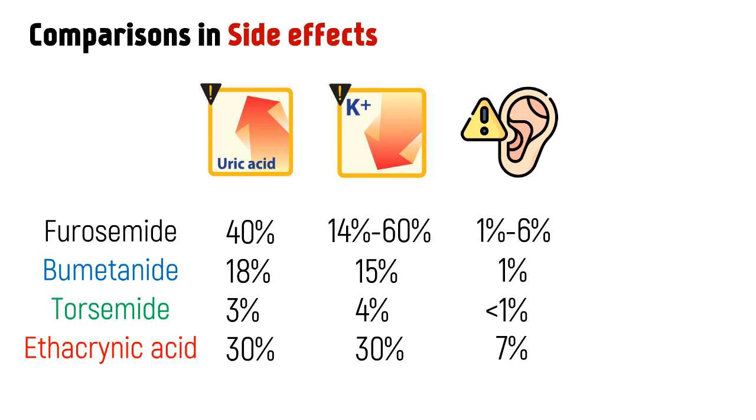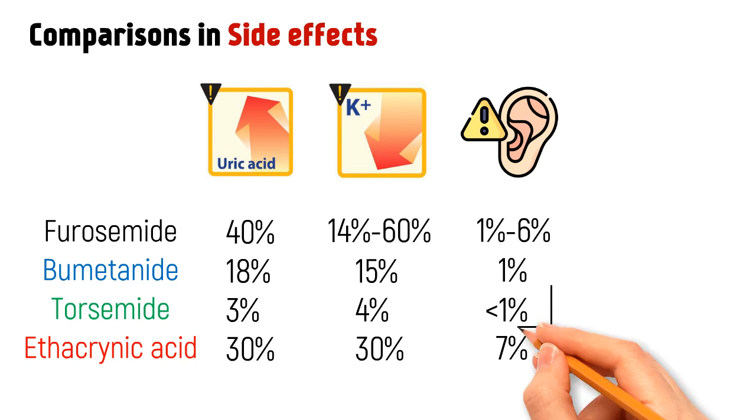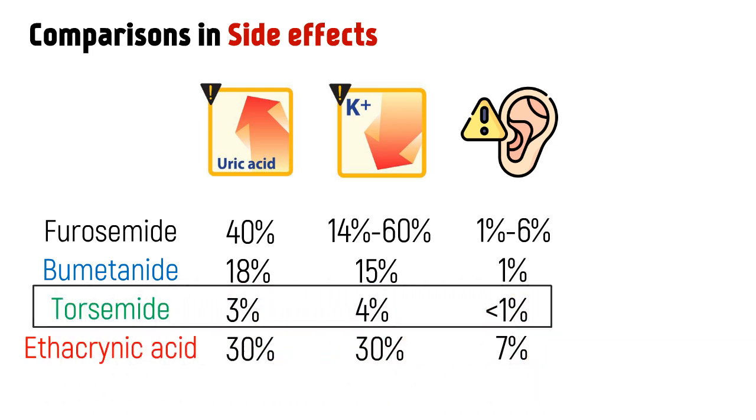These differences highlight torsemide as having the lowest risk for hyperuricemia, hypokalemia, and ototoxicity among the loop diuretics, making it potentially more favorable for patients at risk of these complications.